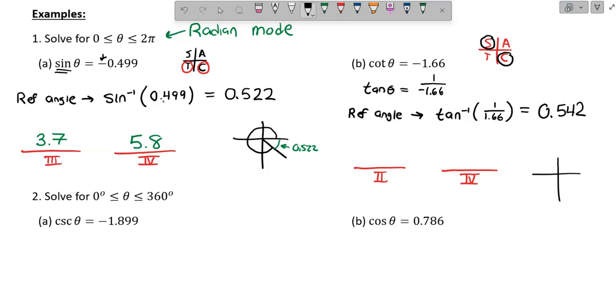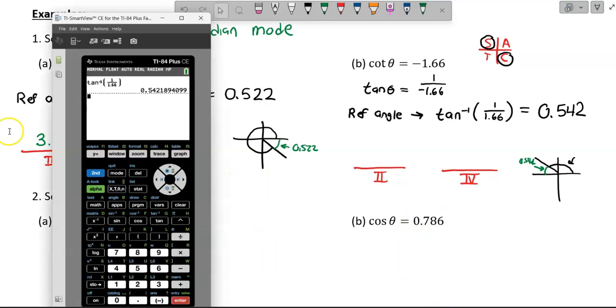process, so let me just visualize quadrant 2 for you briefly. We want to find that angle, and we know that the reference angle right here is 0.542. So to figure out the angle in quadrant 2, we are going to do pi minus, so let's go ahead and enter that in, pi minus the answer we just found. And so that gives me the quadrant 2 answer, and then as we saw earlier with quadrant 4, you're going to take 2 pi minus that reference angle. So let's go grab that.